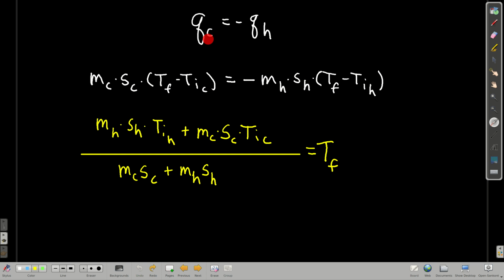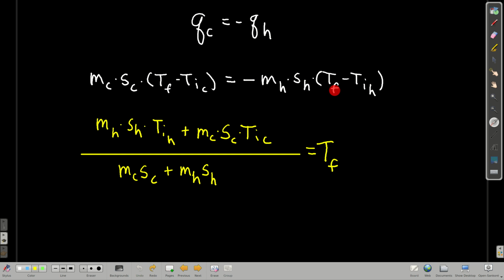We write that out specifically for the cold substance. Mass of the cold, C stands for cold, H stands for hot. Mass of the cold times specific heat of the cold times delta T, T final minus T initial of the cold, is equal to negative. Watch your signs here. It'll really mess you up if you don't do your signs properly. Mass of the hot times specific heat of hot times delta T of the hot.